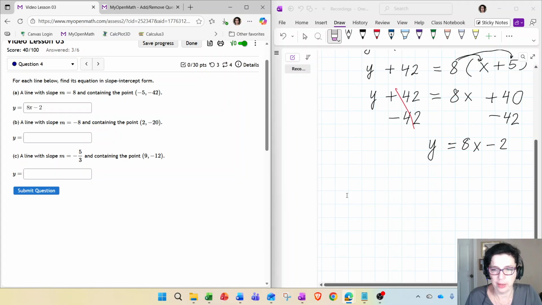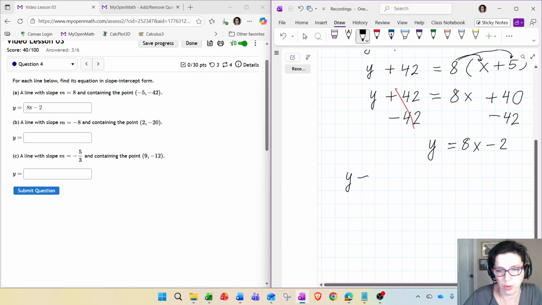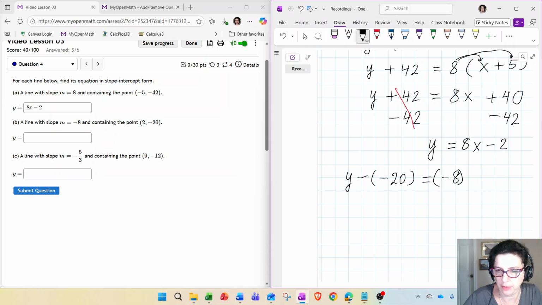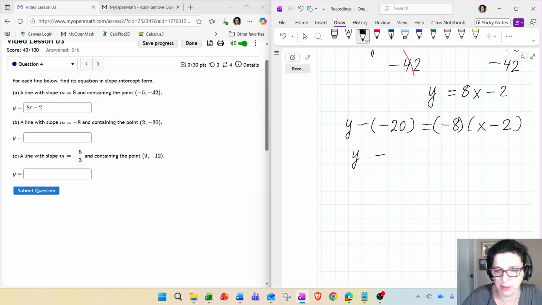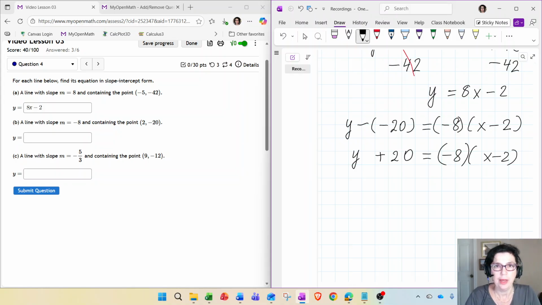Okay, now we're going to do the exact same thing with the second example. So here again, we're going to say y subtract y1. That's the y coordinate of the point. That would be -20 equals the slope, which in this case is -8, times x minus the x coordinate of the point. Okay, so to pretty it up a little bit, we're going to simplify the minus and the minus and make it a plus. And on the other side, for now, I'm going to just write it again. The next step is to distribute the slope to each of the terms. So let's do that carefully.